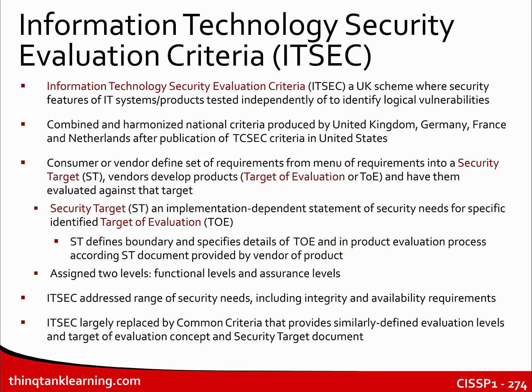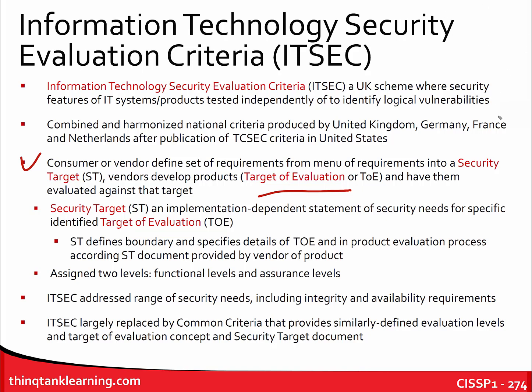So let me go through these bullet points here. I've just been summarizing. A consumer or vendor defines a set of requirements from a menu of requirements into a security target document. The vendors then develop their products, which is the target of evaluation, and then they have them evaluated against that target. So the security target is essentially the goal of the system. Its features, its functions, and so on.